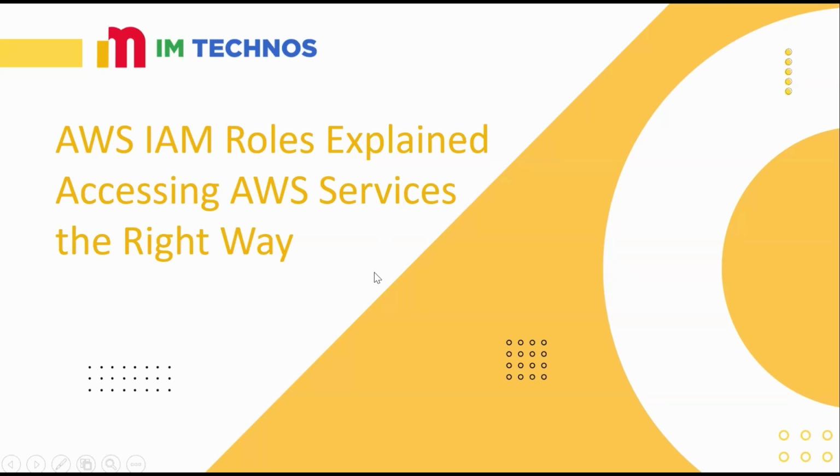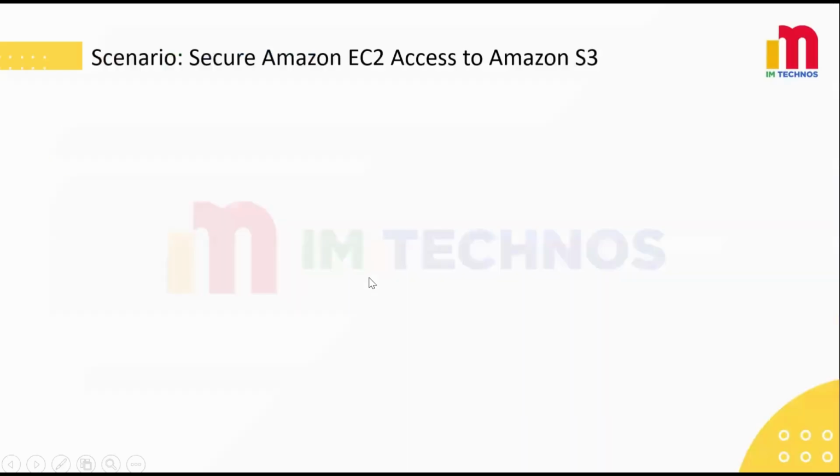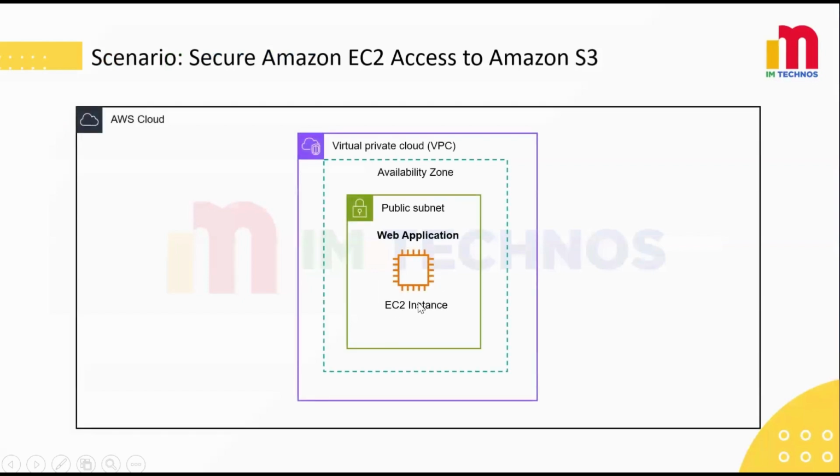In today's video, we are diving into IAM roles, a key feature that lets you securely access AWS services. Let's say you have an EC2 instance running a web application, and this application needs to store user-uploaded files in an Amazon S3 bucket. One way to allow the EC2 instance to access the bucket is by hard coding AWS access keys in your application or directly on the instance.